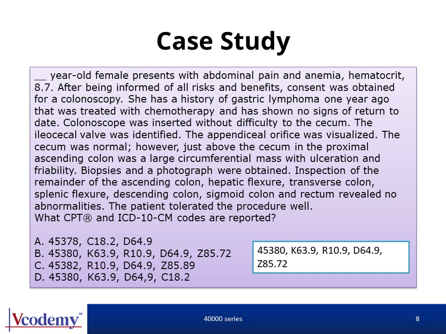We usually say don't code the symptoms. But if the definitive diagnosis is present, then we code it. Here the definitive diagnosis is not confirmed by the physician because the biopsy has been sent. Biopsies and a photograph were obtained. That's all. The results are not yet back. So because of that, we are coding all the symptoms. And also Z85.72 is for the personal history of non-Hodgkin's lymphoma.